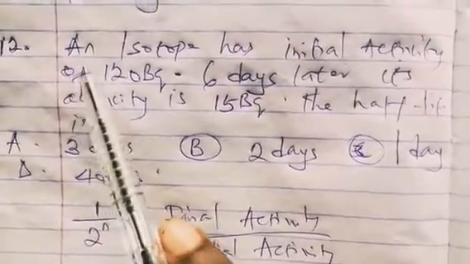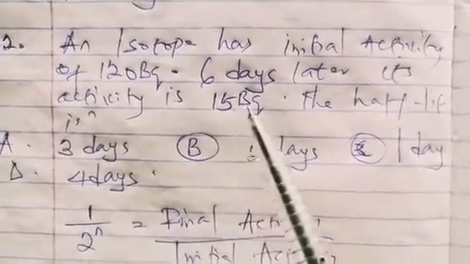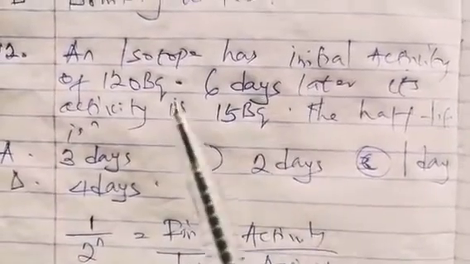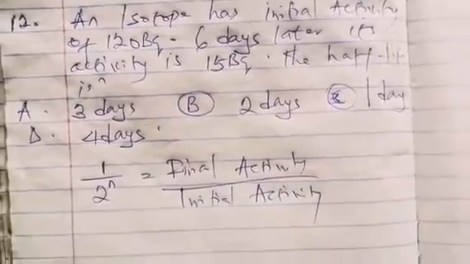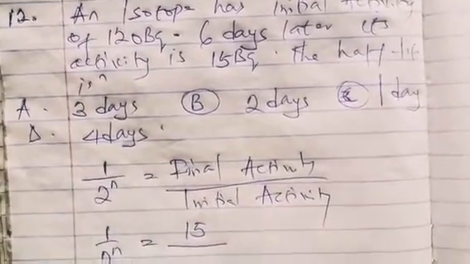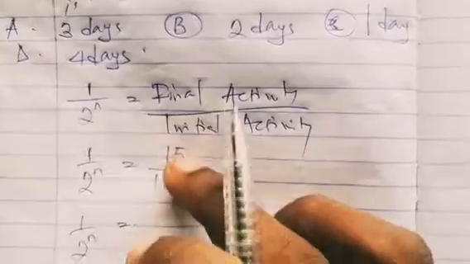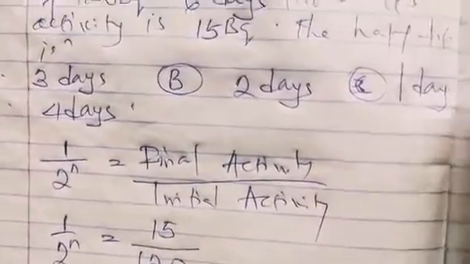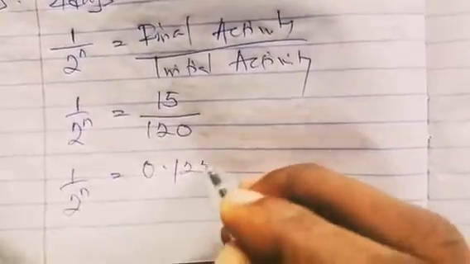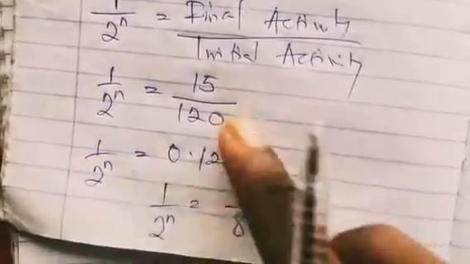Okay, so if we go through the question, it says an isotope has an initial activity of 120 Bq, and then 6 days later its activity is 15 Bq. So 15 Bq is actually the final activity, while the initial activity is 120 Bq. All right, so we're going to have 1 over 2 to the power of n is equal to final Bq, given as 15, all over initial Bq, given as 120. Okay, so we'll have 1 over 2 to the power of n is equal to, if we divide 15 by 120, we'll have 0.125. Okay, mathematically 0.125 in fraction is 1 over 8. So you have 1 over 2 to the power of n equals 1 over 8.